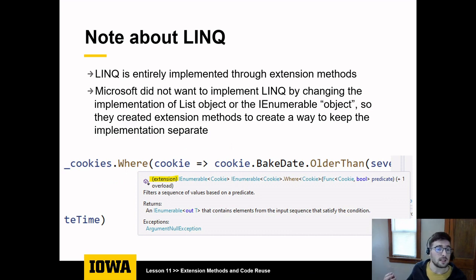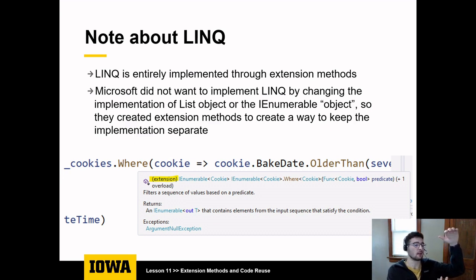So one other thing to note is that LINQ is entirely implemented through extension methods. You can observe this by hovering over a Where clause or a Select clause or an OrderBy clause. Any of these LINQ methods, if you hover over them, Visual Studio will tell us that it is an extension method. It'll have this little tag right before, denoting that Where is an extension method. What that means is if you had the code for the List class and you could look at the code in that class, you would not find a method called Where in the List class.